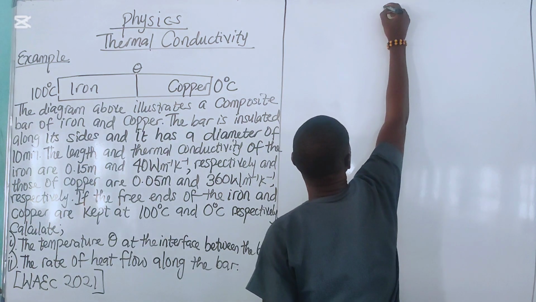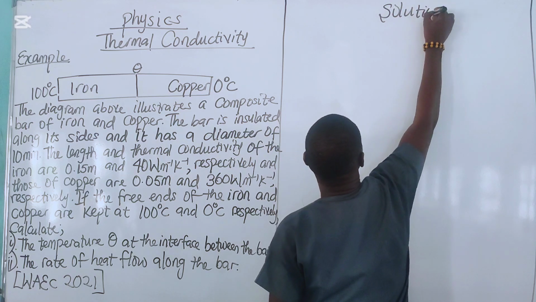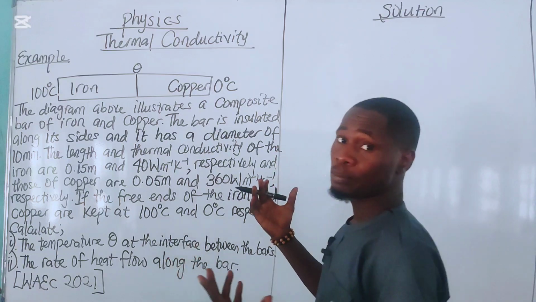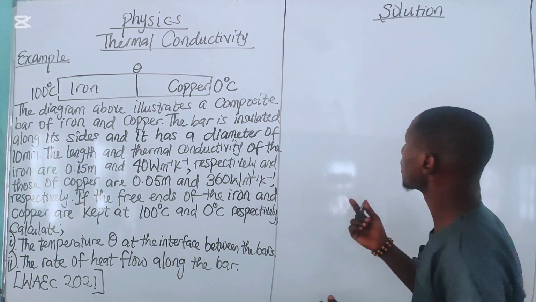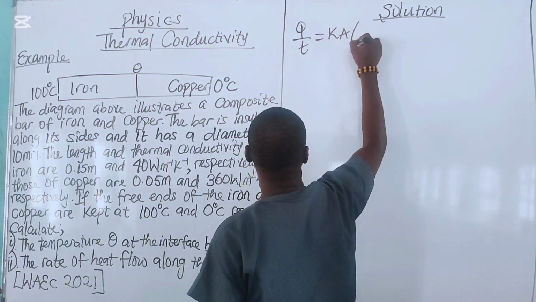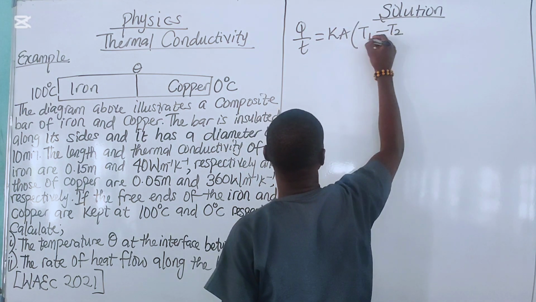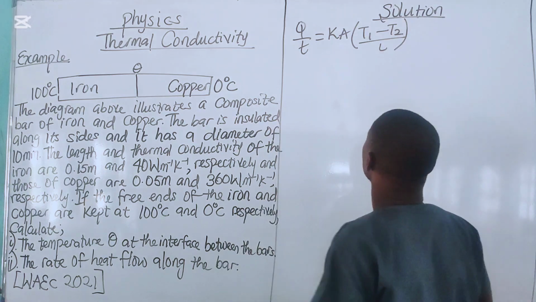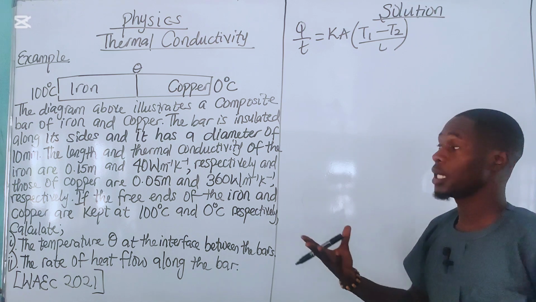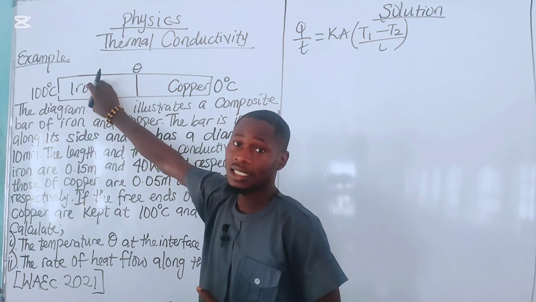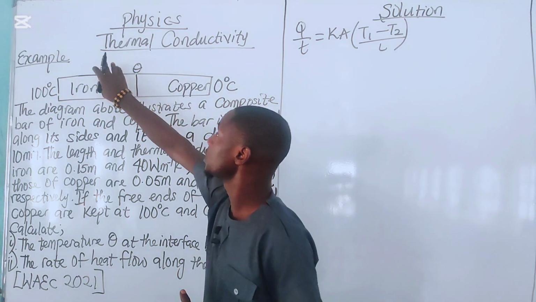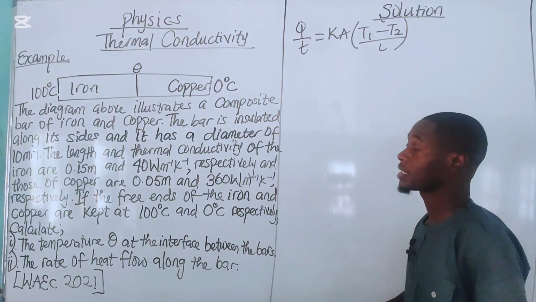All right, solution. Okay, so we know that the quantity of heat in the material, Q over T, equals KA into T1 minus T2 over L. All right, so let's write this equation in terms of the iron, and also in terms of the copper material, since the composite bar is made of two different metals.